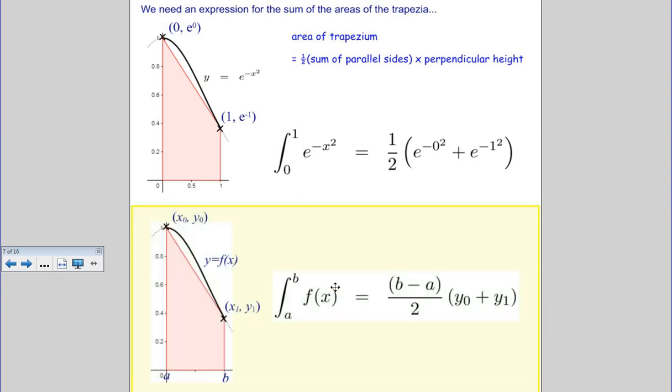In general, if instead we have a function f of x, or y is f of x is our curve, going from a to b, then to get our perpendicular height, we would do b minus a and divide it by 1. We only have one strip, so b minus a. We want to find half of that perpendicular height, and then we want to multiply by the sum of the parallel sides, which is y0 plus y1, giving us our two heights.